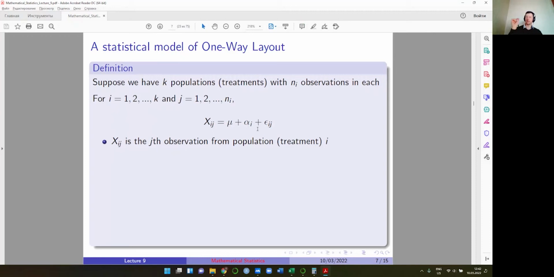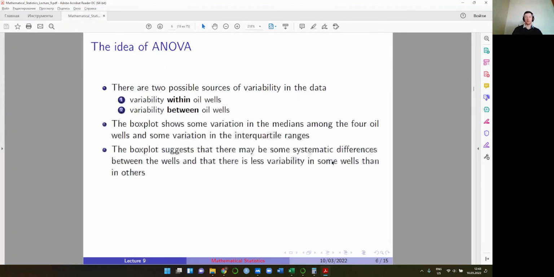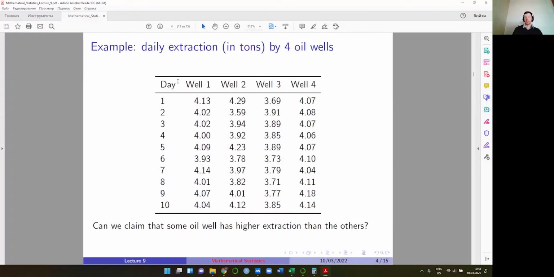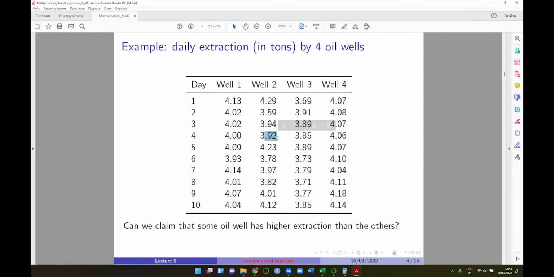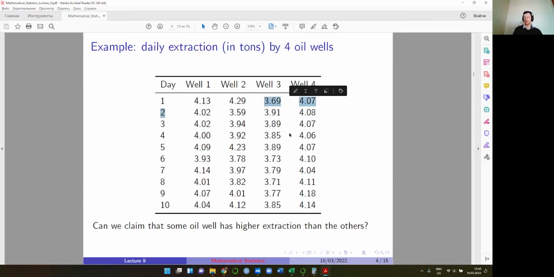Alpha is the part that is attributed to the treatment. So I will describe this right now. I'm going to describe every part of this formula. So what is xij once again? This is the jth observation from population or treatment i. This is a random variable that, when we draw a sample, ends up in the form of a number in our table. So xij takes value 392, takes value 369, takes value 404, takes value 407, and so on.